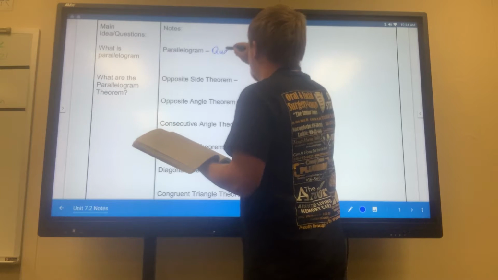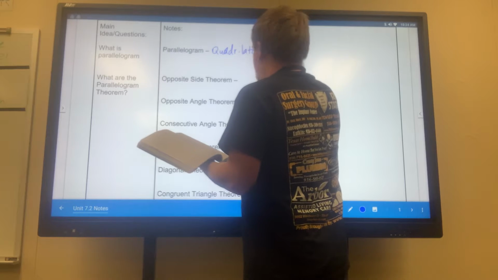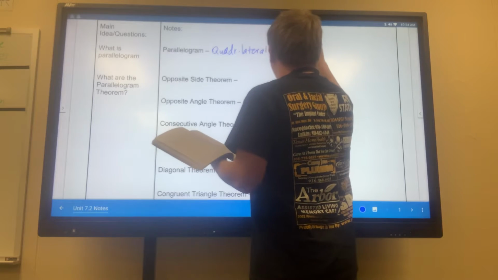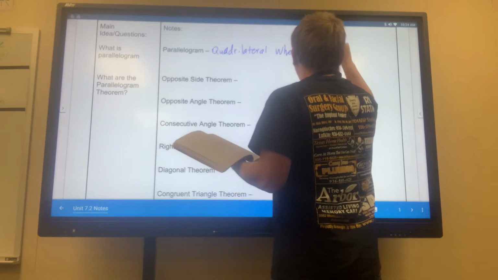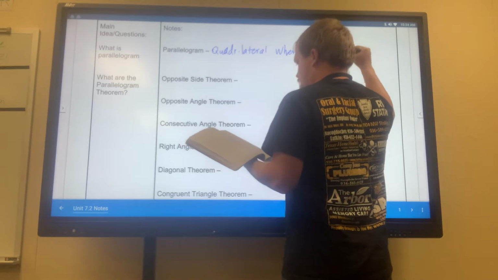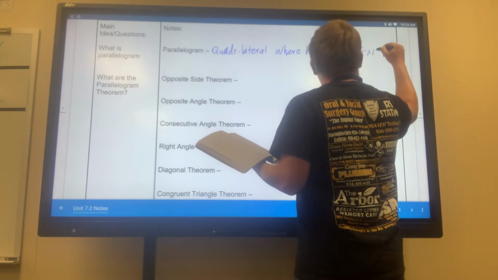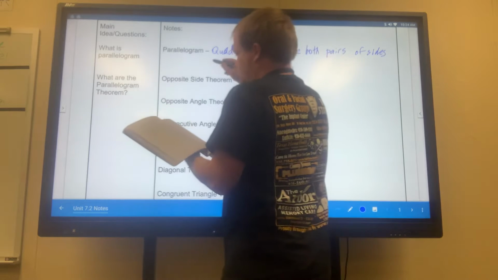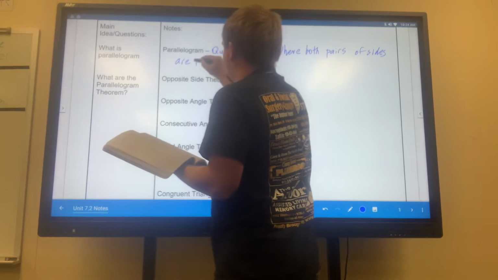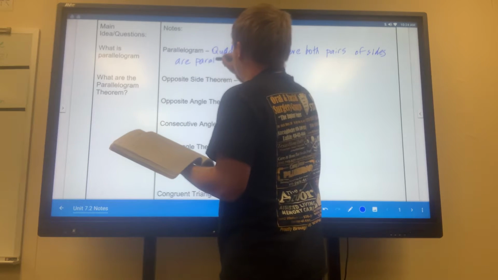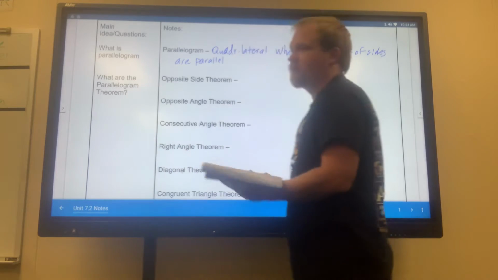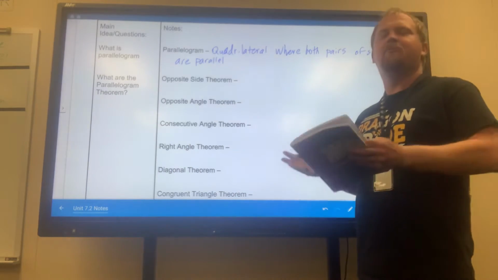quadrilateral where both pairs of sides are parallel. Okay? Hence the name parallelogram.